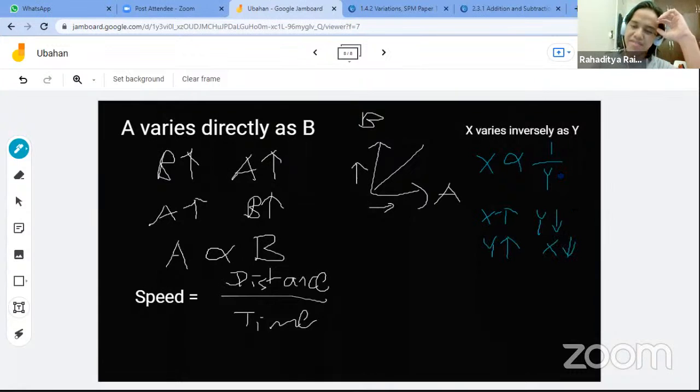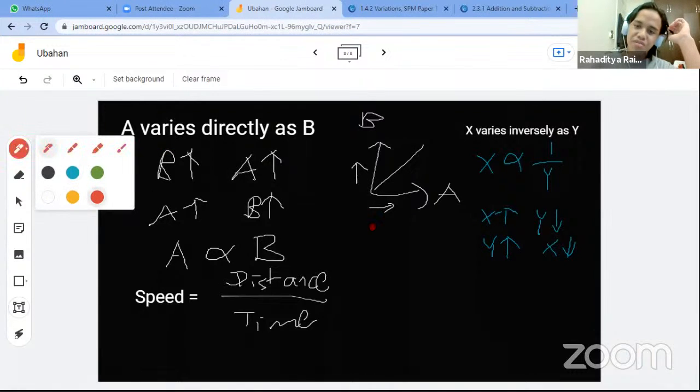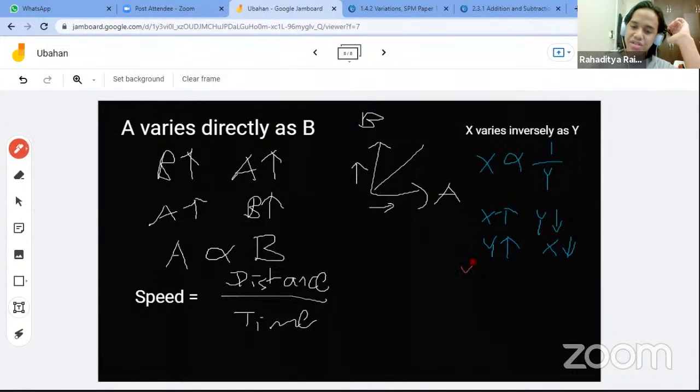For example, let's say you know full well that y is equal to 3. So then x will become, okay, actually no, that's not a proper way to say it. Let's put this in the context of speed.